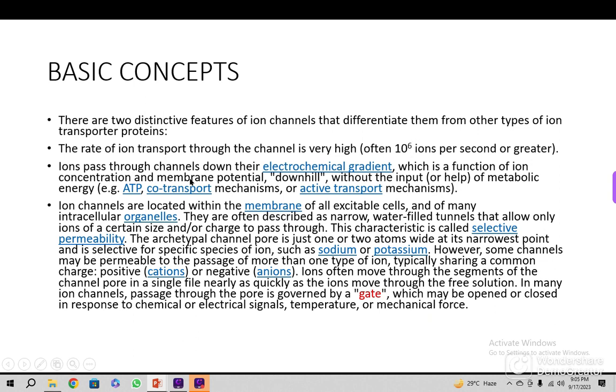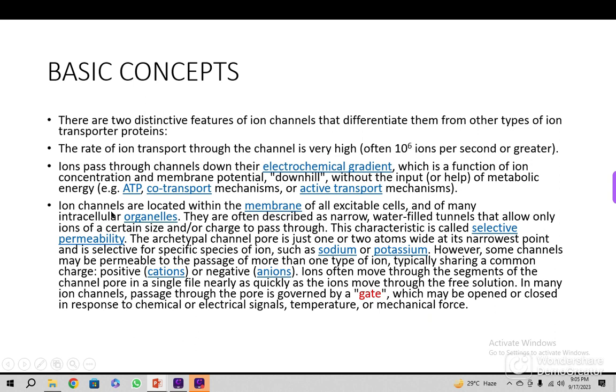Then ions pass through the channel down the electrochemical gradient, as a function of the ion concentration and membrane potential, downhill without the input or help of metabolic energy. They do not need it. ATP, co-transport mechanisms, or active transport, etc. They do not need any energy.